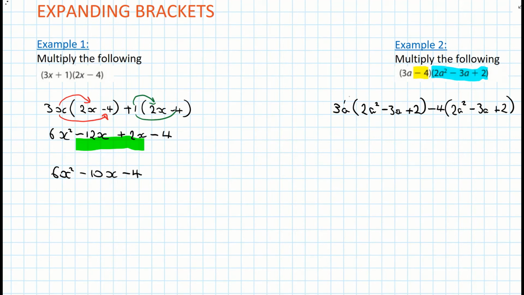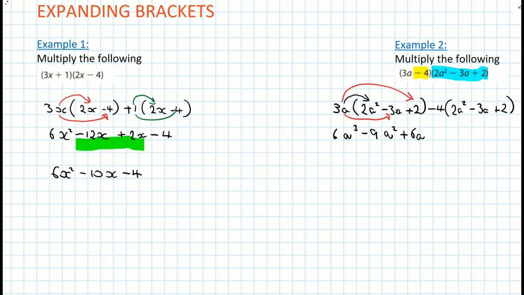I'm now going to multiply in my brackets. So I'm multiplying 3a by 2a squared, which is giving me 3 by 2, which is 6. a multiplied by a squared is a to the power of 3, or a cubed. In other words, you're adding the powers. I'm then multiplying my 3a by my minus 3a. So 3 multiplied by minus 3 is minus 9, and a multiplied by a gives me a squared. Again, you're adding the powers. I'm then multiplying my 3a by the positive 2, and 2 multiplied by 3a is plus 6a. And that's my first bracket multiplied out.